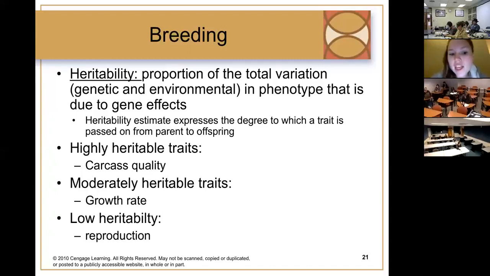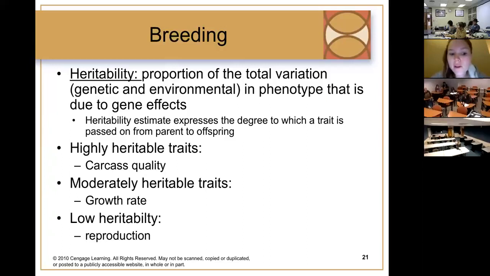So heritability can estimate the degree to which a trait is passed on from the parent to offspring. So basically, how likely is it that if a parent has that gene, it's going to be passed on to its offspring? So how heritable is that trait?